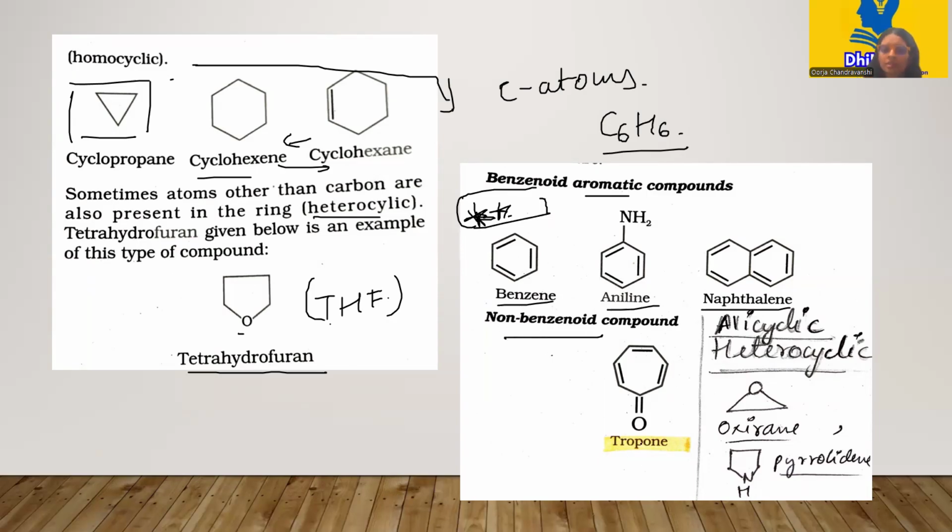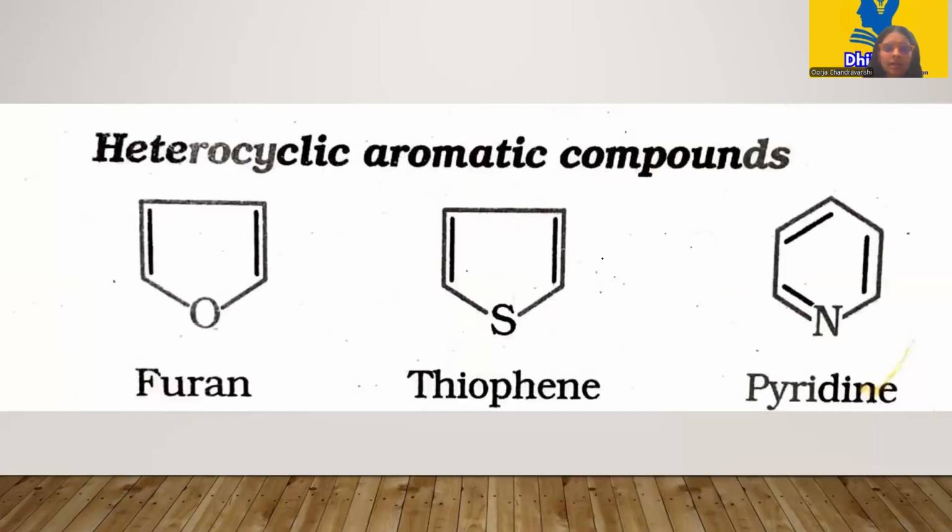Non-benzenoid compounds, tropone is one of the examples. We have alicyclic, heterocyclic compounds as well. Oxirane, pyrrolidine, and some more heterocyclic aromatic compounds include furan, thiophene, and pyrrole. If you want, you can please pause the video and note down all of these examples one by one.